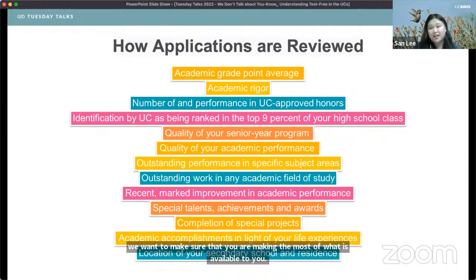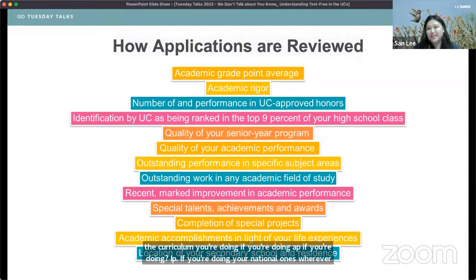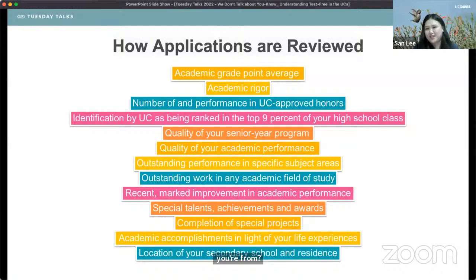So when we're looking at your academic history, we will look at your grade 9, 10, 11, 12. And we'll be asking you what kind of curriculum you're doing, if you're doing AP, if you're doing IB, if you're doing your national ones, wherever you're from. We look at all kinds of curriculums. There's no one that's better than the other. Obviously AP is more common in the US, but it's not something that we're like, you have to have. So I'd say stick with your school curriculum, report all your grades as they are.